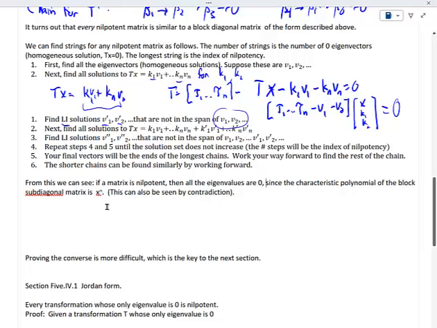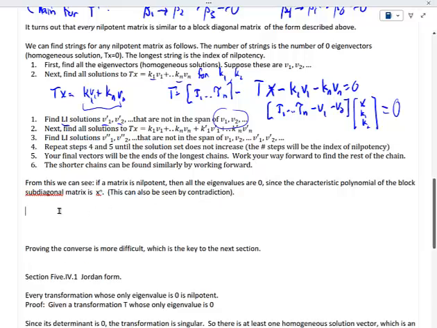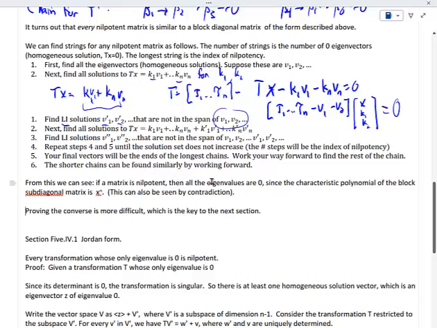Now, proving the converse is difficult. If I want to prove that if all the eigenvalues are 0, then the matrix is nilpotent, that's a more difficult proof, and I'll talk about that in the next video.